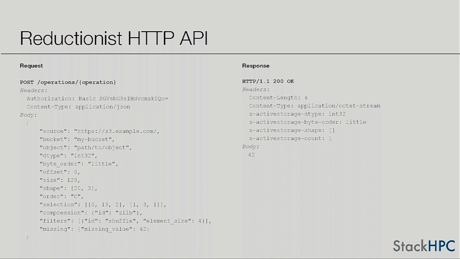And the result that comes back is a byte stream that describes the result. In this case, it's a scalar, so it's just 4 bytes of an int32. And there are some headers that tell you how to construct an array or scalar from that result.